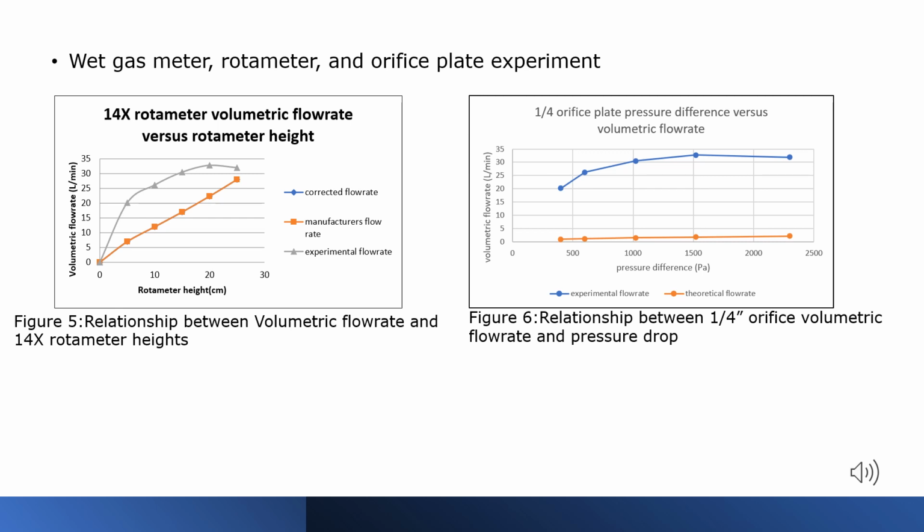The wet gas meter is better at measuring air flow rates at lower volumetric flow rates. Rotameters and orifice plates are suitable for both water and air, with rotameters having a higher degree of accuracy compared to the orifice plates.